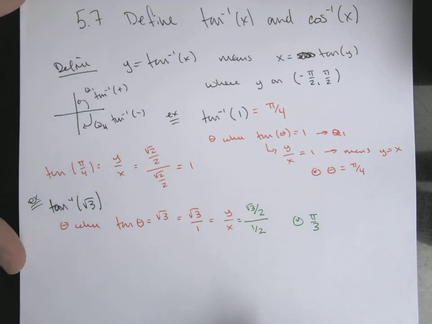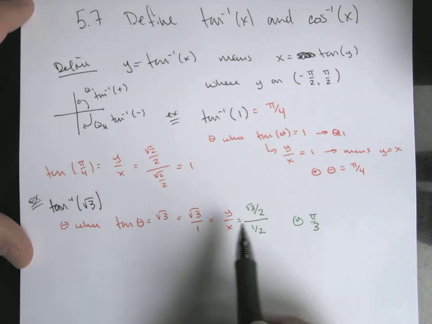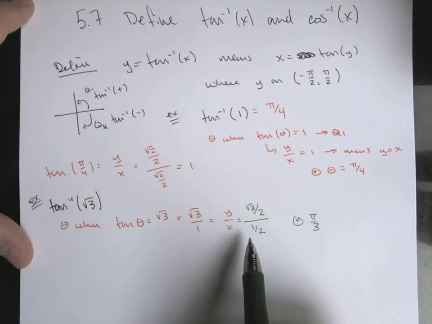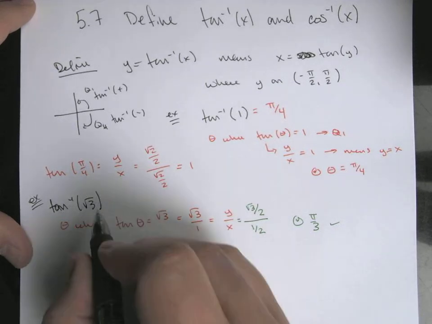And so a tangent inverse of root 3, so where is the angle where the tangent ends up being root 3? That means I need a root 3 over 1. And so if they're both over 2, that's going to work out. So the angle where that happens is pi over 3. So the y coordinate is root 3 over 2. The x is 1 over 2.